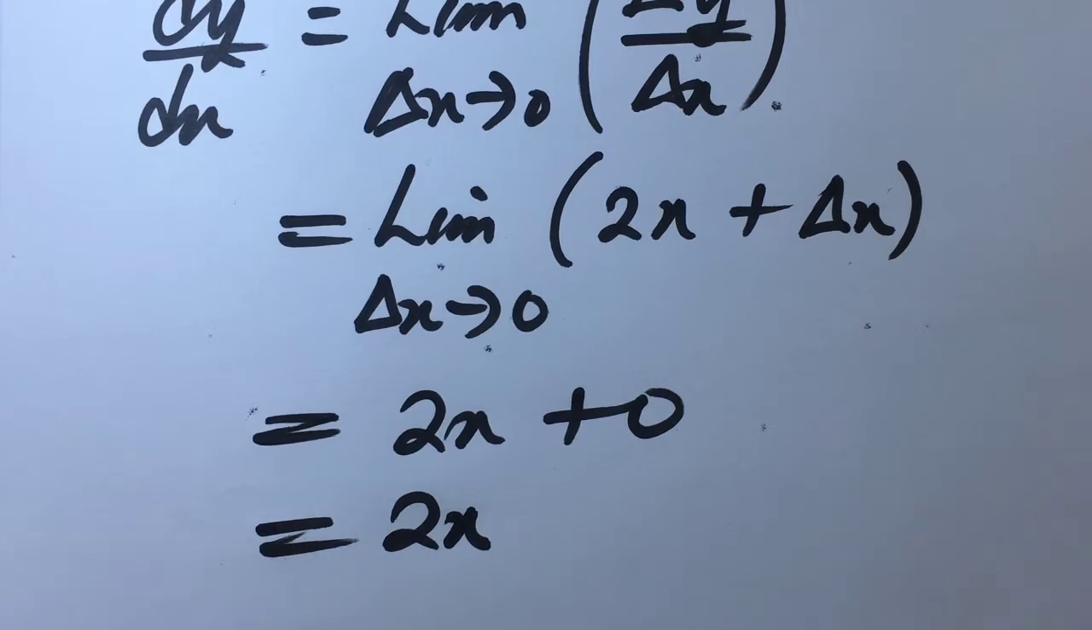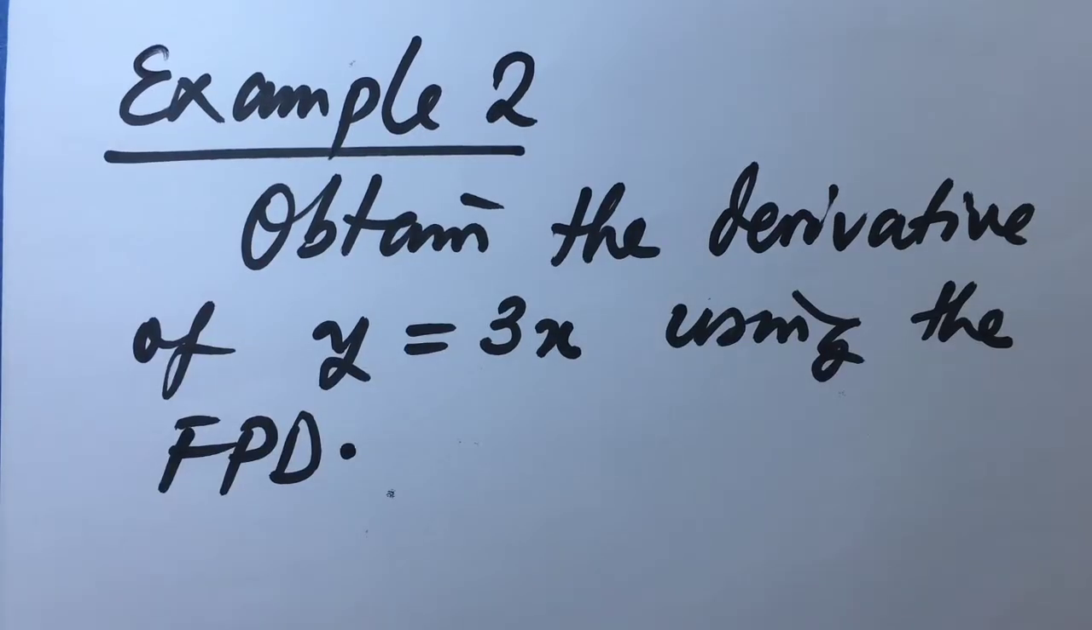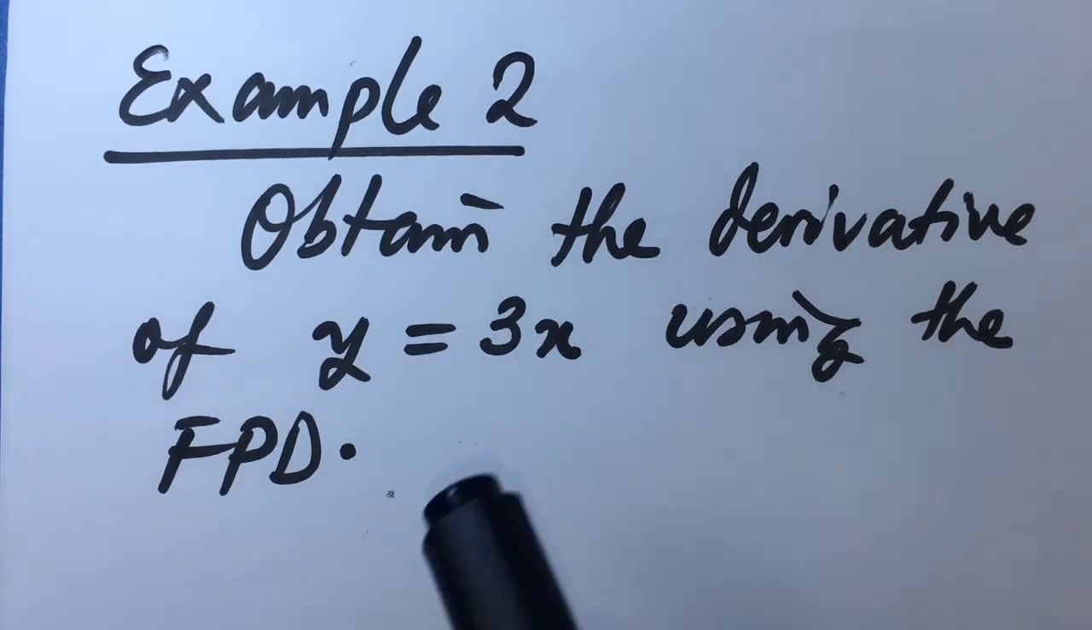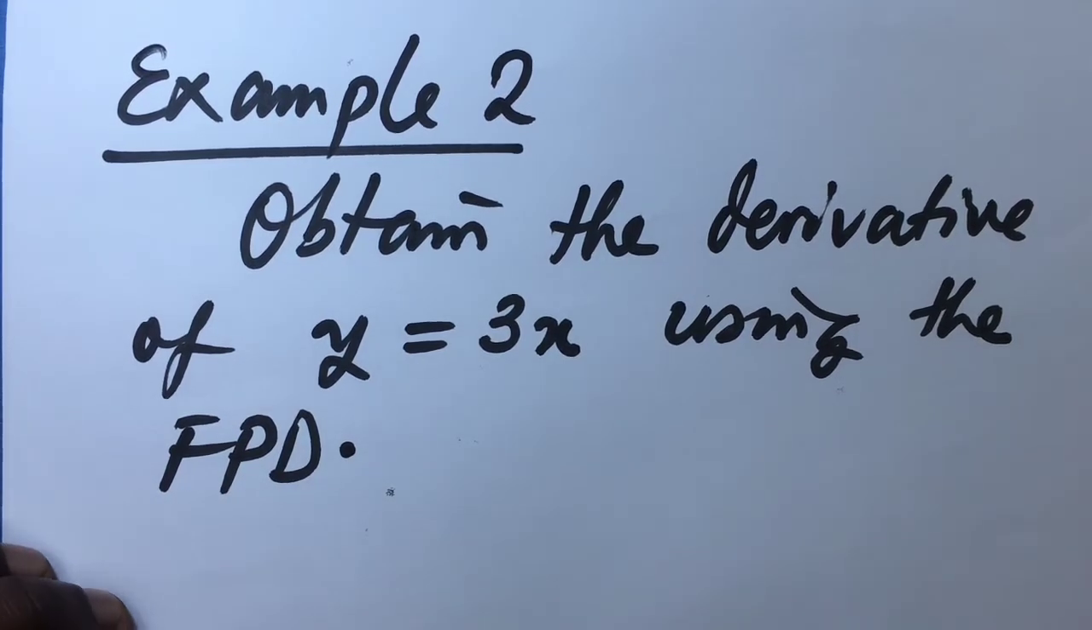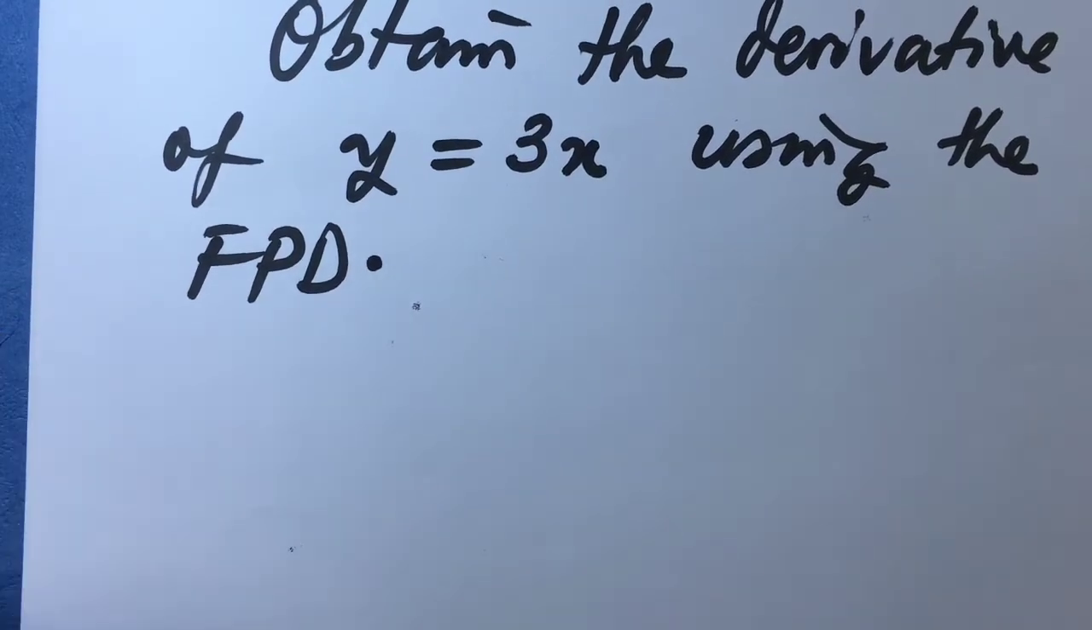Now let's go to example 2. As another example, that is example 2, let us obtain the derivative of y equals 3x, another simple polynomial function, using the FPD, the first principle of differentiation. Let's see how this is done. So I'm going to start the solution here.